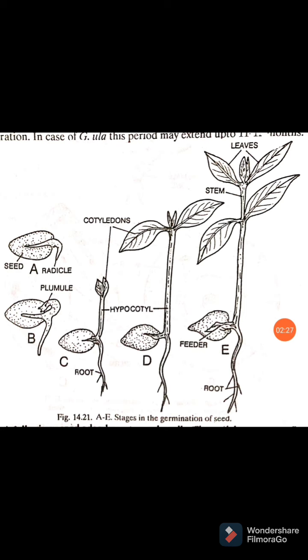It is similar in other gymnosperms, as you have studied in cycas and pinus as well, but just remember that in the case of Gnetum, the seeds do not germinate immediately but require a certain period for maturation.